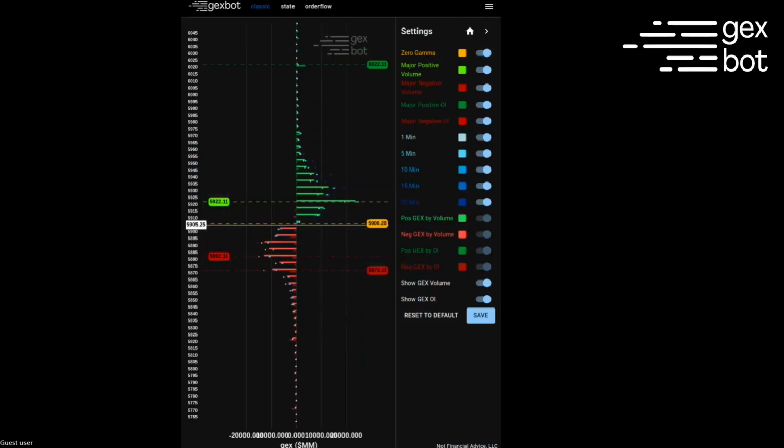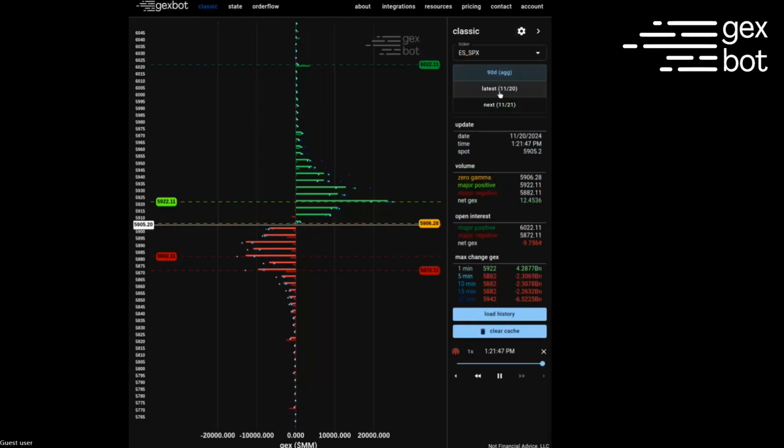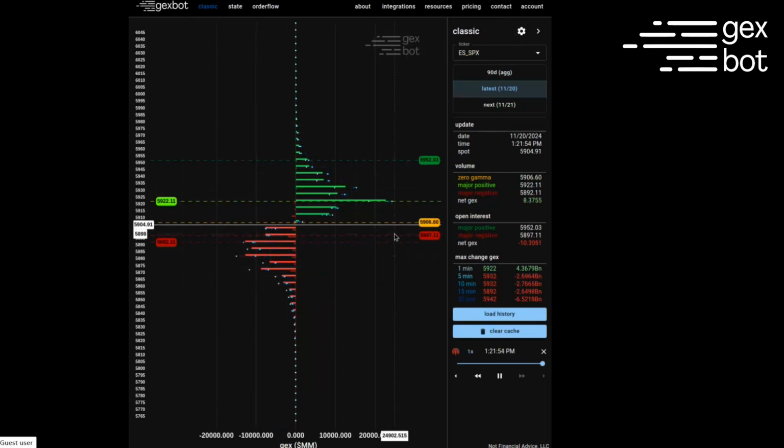When I started seeing Gexbot, I was using Classic, at the time when you were only doing Classic, and it worked well for me for mean reverting trades. All I had to do was wait for the price to go down to the maximum negative gamma or up to the maximum positive gamma and try to find a mean reverting trade. But that was quite simplistic compared to what you have right now. The tools were very limited.